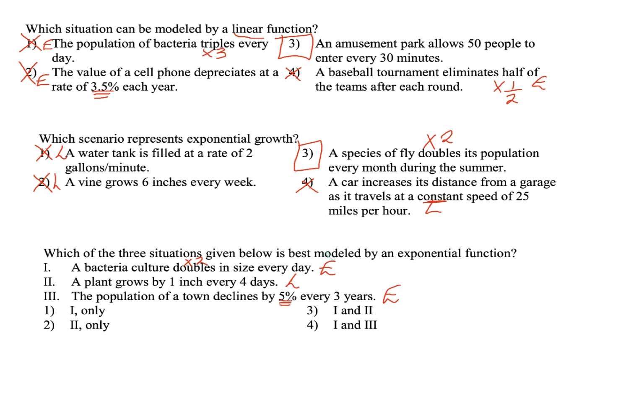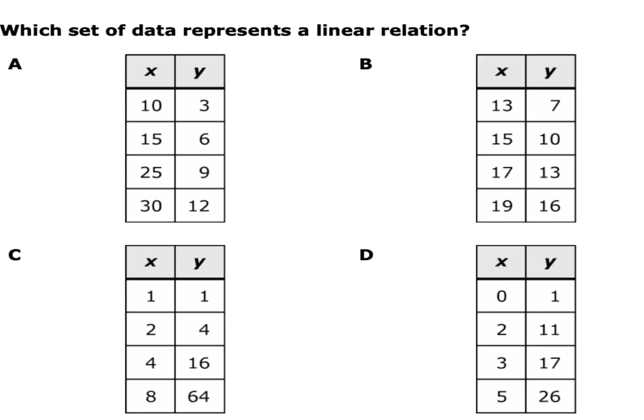So your exponential functions are 1 and 3. Your correct answer is number 4. These examples represent tables. So the first table says which set of data represents a linear relation. So we're looking for a linear relationship. Remember, if you're given a table, a linear relationship will have a constant value, so it's increasing or decreasing.